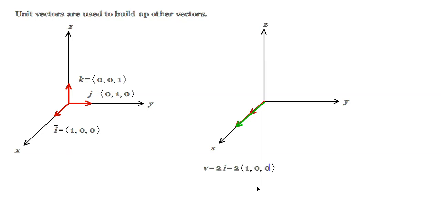Now i is (1, 0, 0). Then there's a basic property that allows you to distribute the 2 over to each component. So that would be basically 2 times 1, which is 2, 2 times 0 is 0, and then 2 times 0 is again 0. So that would be another representation of the same vector.